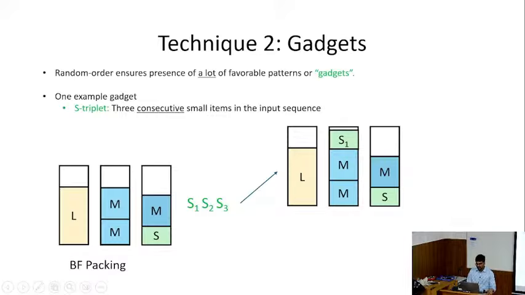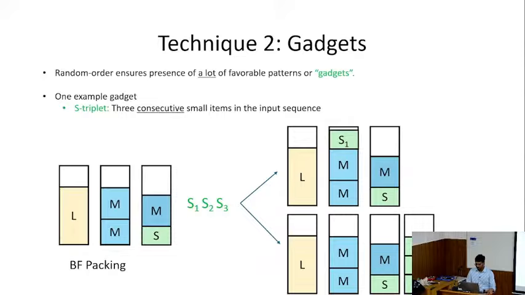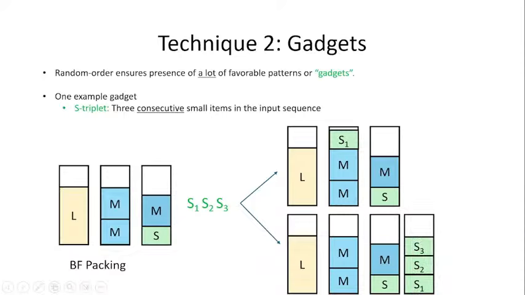Otherwise, note that every small item has size at most 1 by 3. So they all will be packed in one bin, and this will create a new bin of weight 3 by 2. So in this way, every S triplet will create a bin of weight 3 by 2. And one question would be, what if there are no small items at all? In that case, we can come up with some other gadgets, and those gadgets will create bins of weight 3 by 2. But this is a very high level overview of the technique.